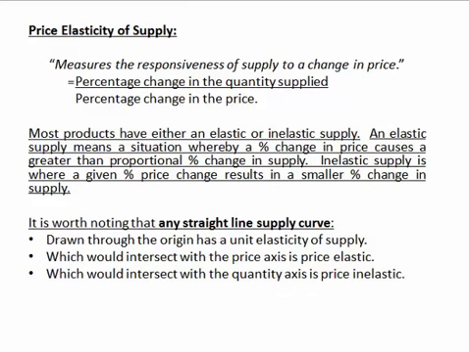Most products have either an elastic or inelastic supply. An elastic supply means a situation where a percentage change in price causes a greater than proportional percentage change in supply. Conversely, an inelastic supply is where a given percentage change in price results in a smaller percentage change in supply. It's worth noting that any straight line supply curve drawn through the origin has unit elasticity of supply. One which would intersect with the price axis is price elastic, and one which would intersect with the quantity axis is price inelastic. This can be shown very simply.